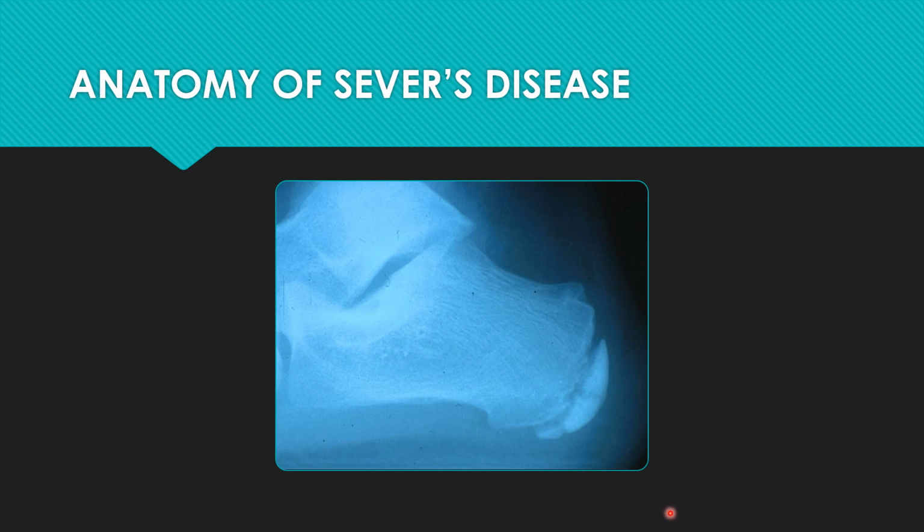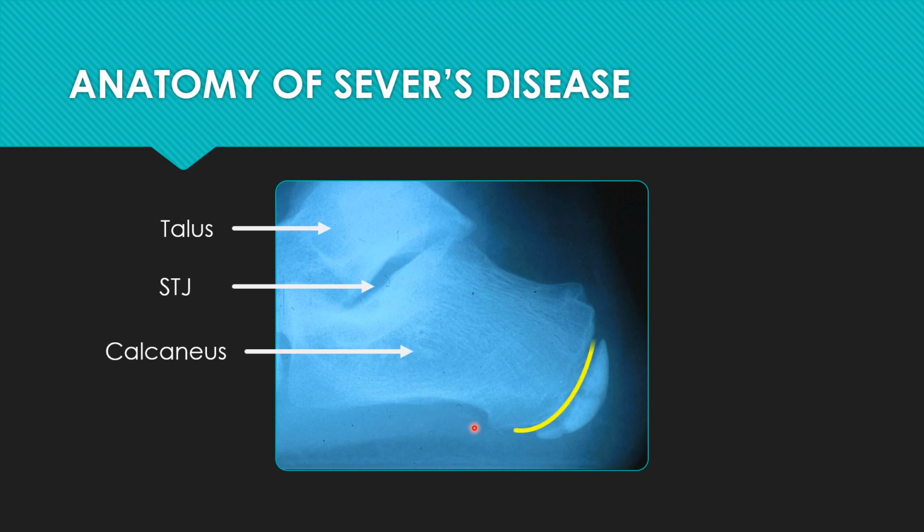So let's have a look at some anatomy. This is a lateral x-ray. This is the talus here that we can see. There is the heel bone looking laterally. And the subtalar joint, this is the posterior facet of the subtalar joint. And this is the apophysis here.